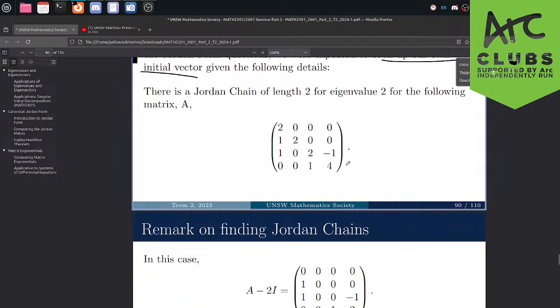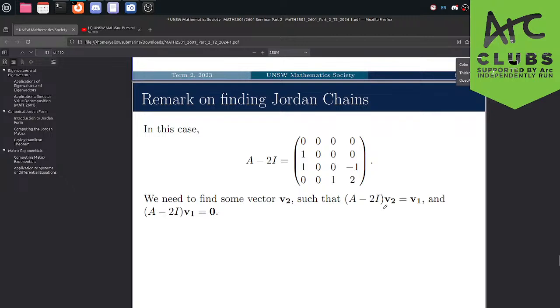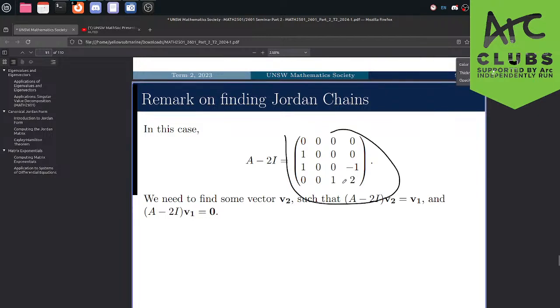And the way you find a generalized eigenvector is by analyzing the kernel of A minus 2I to the whatever power. So in this case, A minus 2I here is equal to this matrix here. And we want to find some vector t where applying A minus 2I gives an eigenvector, but applying it again gives us 0. So we want to find something of order 2.